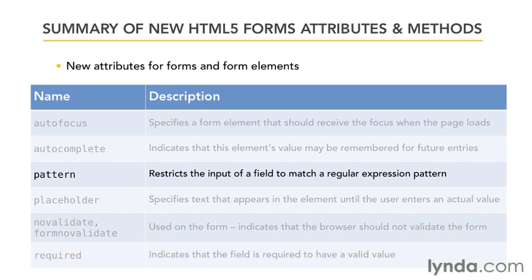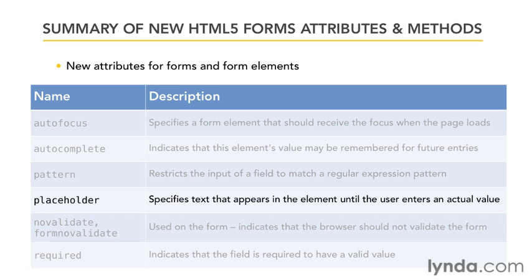The pattern attribute is pretty powerful. It restricts the input of a field to match a regular expression pattern. So for example, if you only want an input field to have 5 digits because, say, it's a zip code, you can specify a pattern that it has to match. The placeholder attribute specifies text that appears in the element until the user gives it the focus and enters an actual value. And you've probably seen this before in forms, in edit fields that provide some little hint to the user, and when you click in the field, the value goes away and you type in some text.